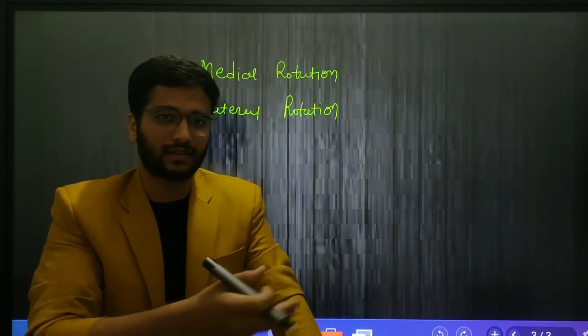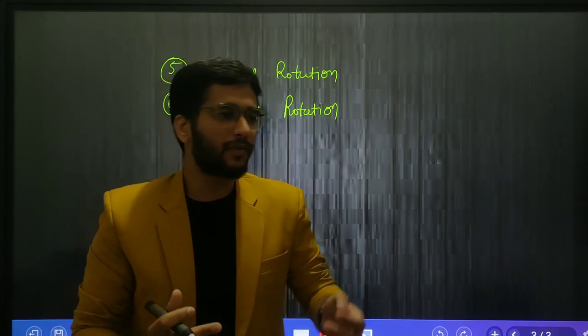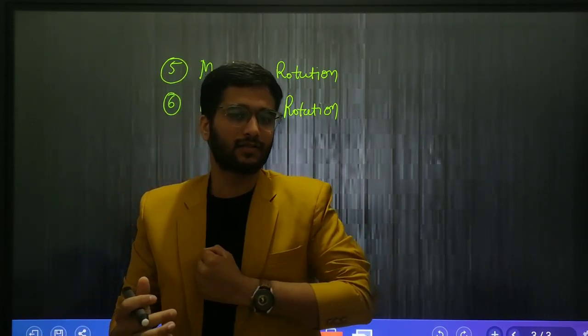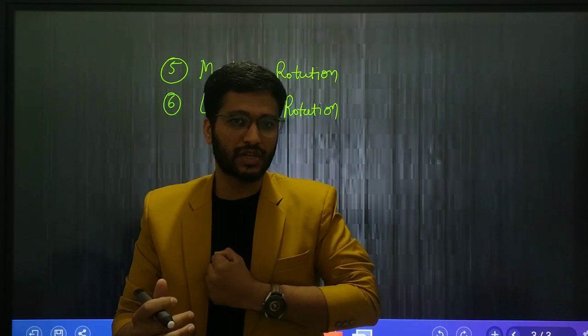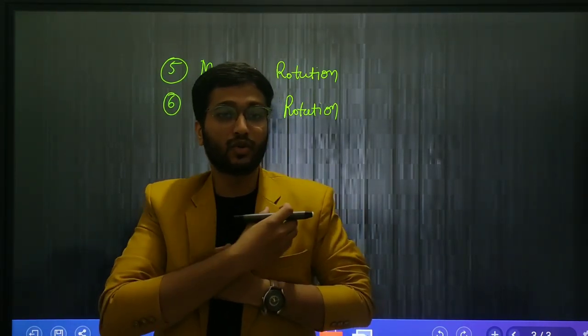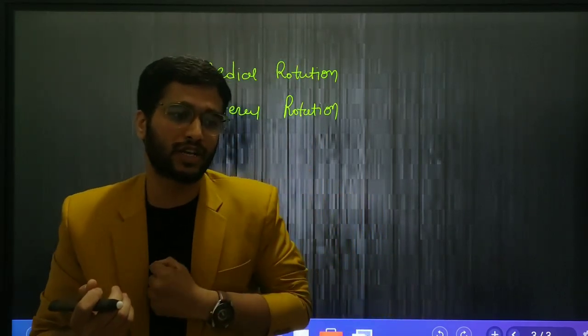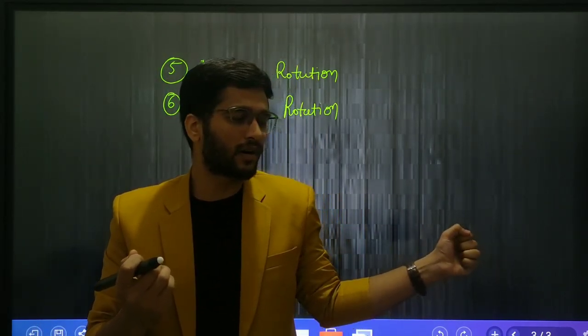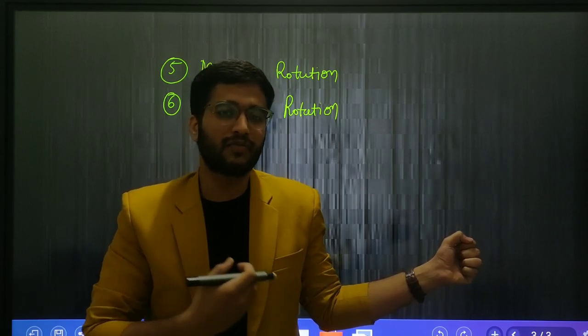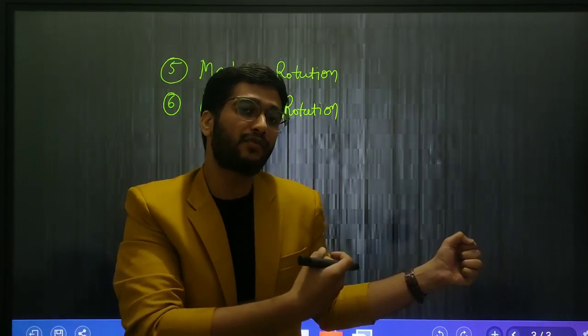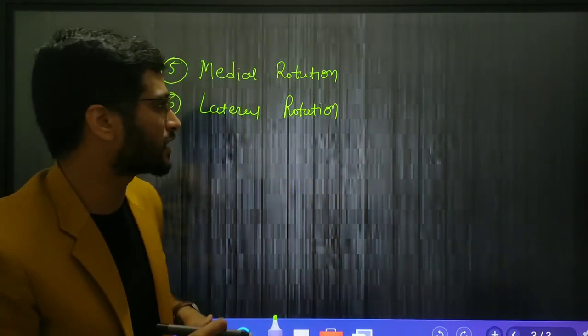I don't know whether you can see or not. If I turn the arm like this, what happened? This is the rotatory movement towards the midline. So that kind of movement is known as the medial rotation, whereas the movement far from the midline is known as the lateral rotation.